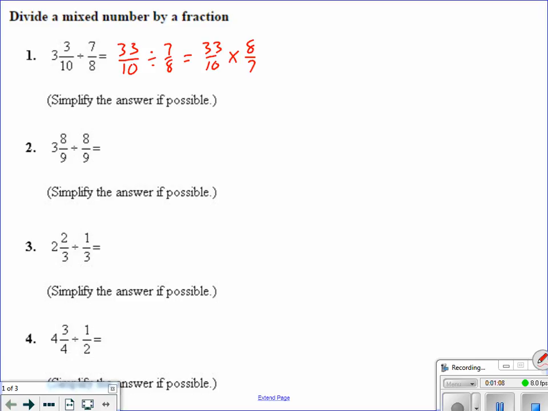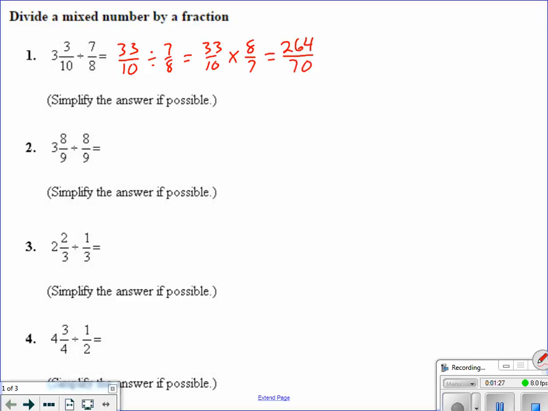So now what I need to do is multiply across the top there. So I'm going to take 33 times 8, and I get 264. On the bottom, I'm going to take 10 times 7, and that's going to be 70.